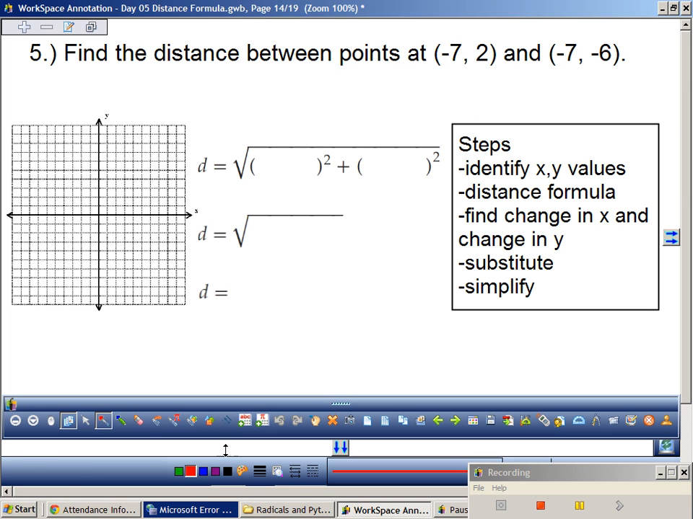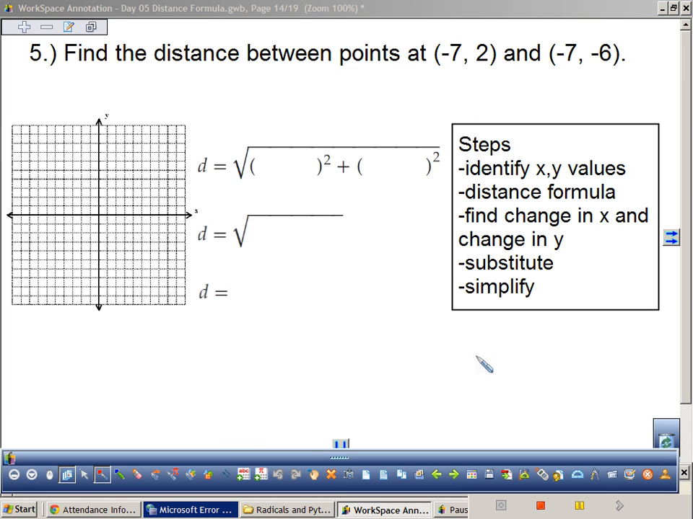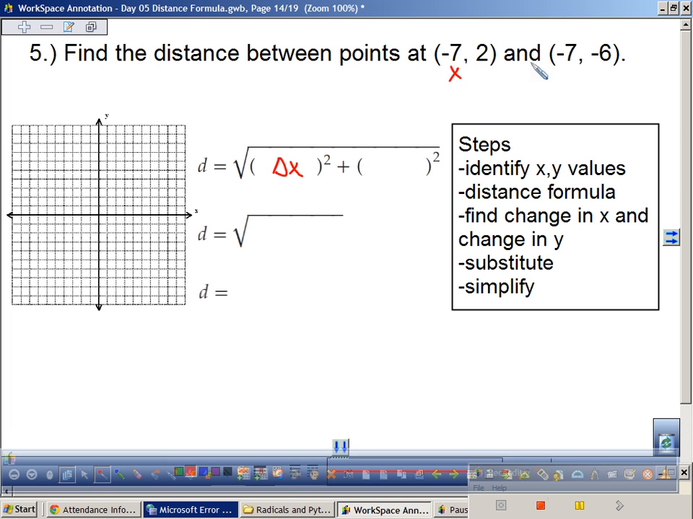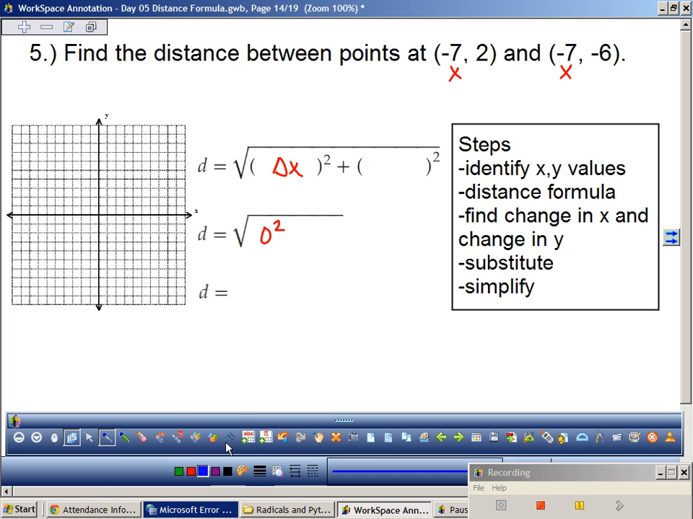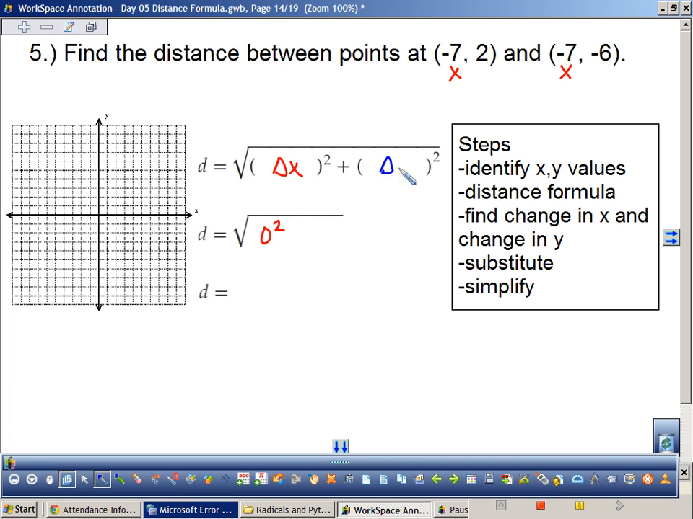All right, let's try this one. This one's a little trickier. What is the change in x? How far is it between -7 and -7? 0. How far is it between 2 and -6? 8.